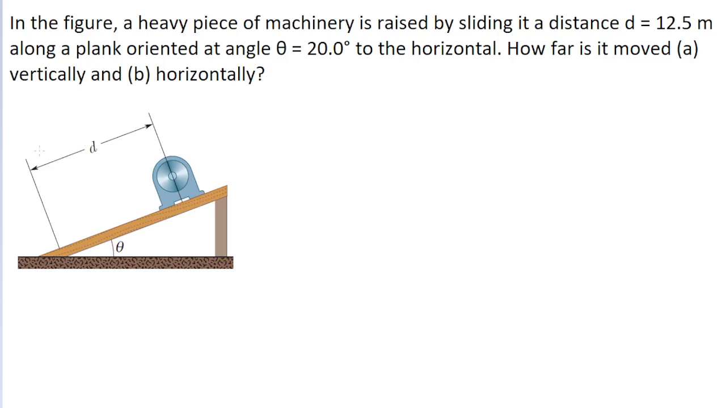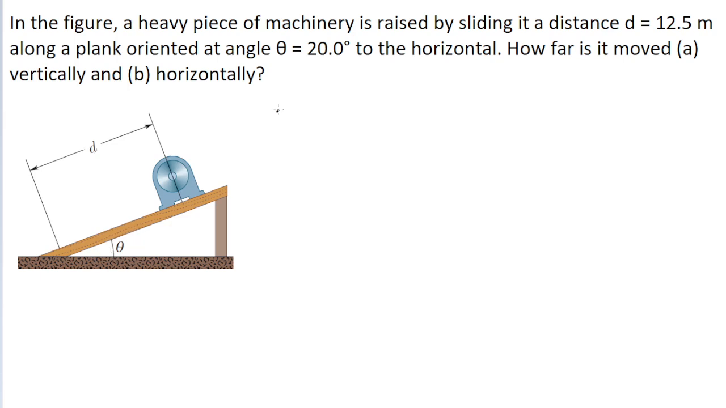In this problem, we have a machine that is being moved some distance d along a plank of wood, but that plank of wood is at an angle from the horizontal. We're asked to find its motion in the vertical direction and in the horizontal direction separately. We can do this by considering the combination of the distance and the angle to be a vector, and then we can break that vector down into its horizontal and vertical components.